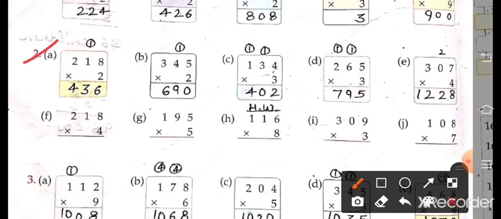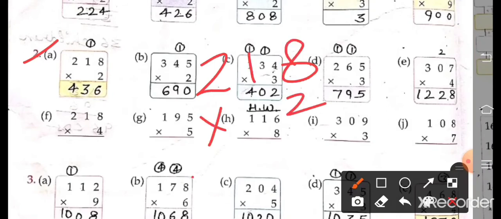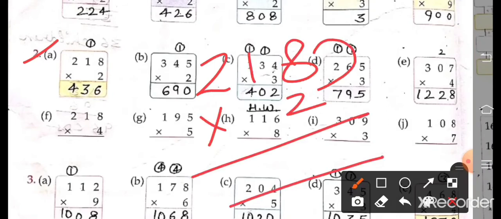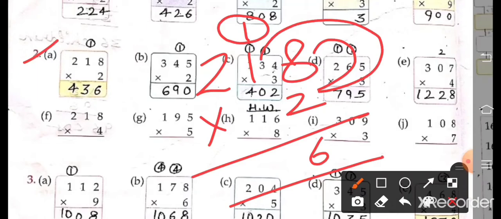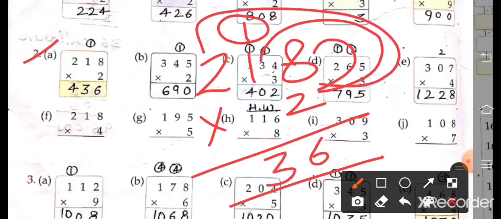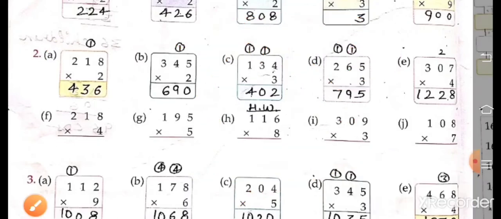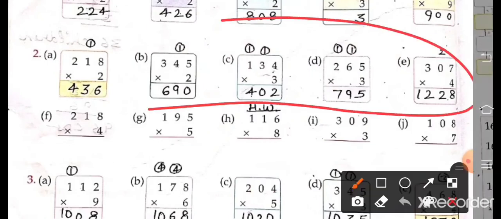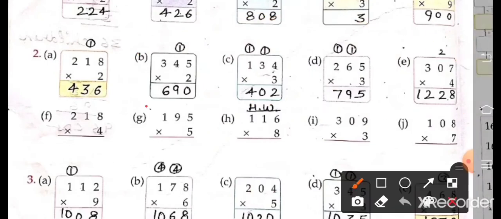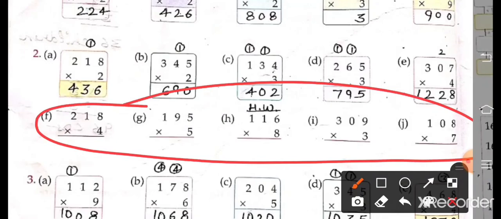Now question number 2, A part. 218 multiply 2. So first in ones, 2 8s are 16. 6 here and carry 1. Okay, now 2 1s are 2 and add carry 1. So 3. Now 2 2s are 4. Okay, so like this you have to do these sums with carry, and these sums are in your homework.